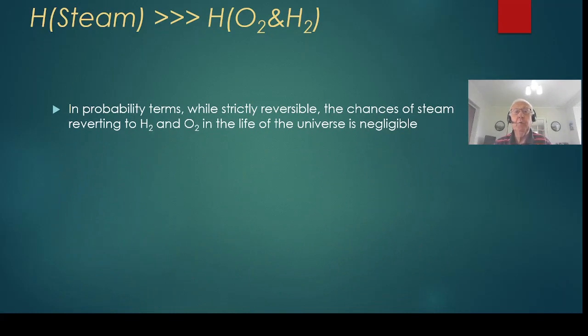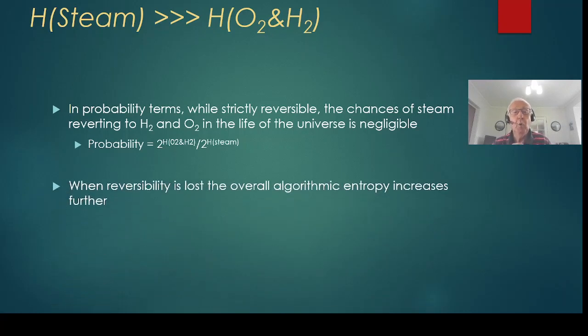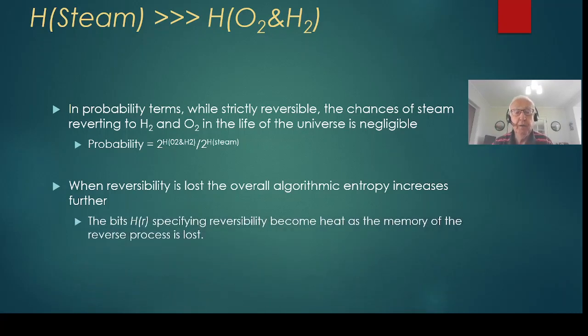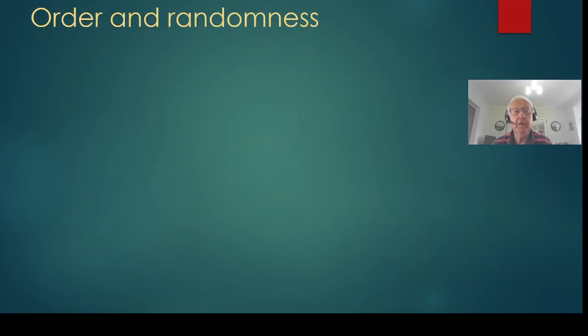In probability terms, while strictly reversible, the chances of steam reverting back to hydrogen and oxygen in the life of the universe is negligible. The probability actually is given by the number of bits in the initial state to the power of 2 divided by the number of bits in the final state to the power of 2. When reversibility is lost, the overall entropy increases even more. So the bits HR, specifying reversibility, become heat as the memory of the process is lost when reversibility is lost.